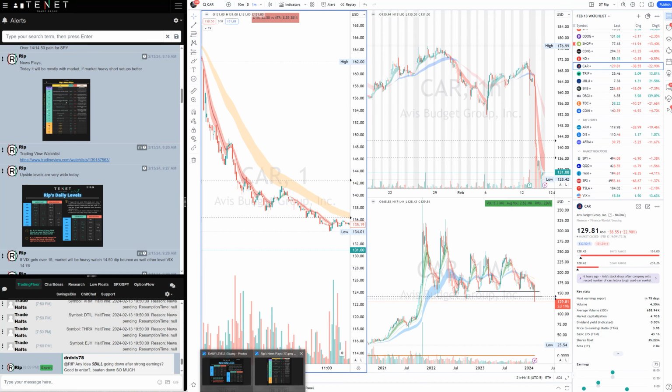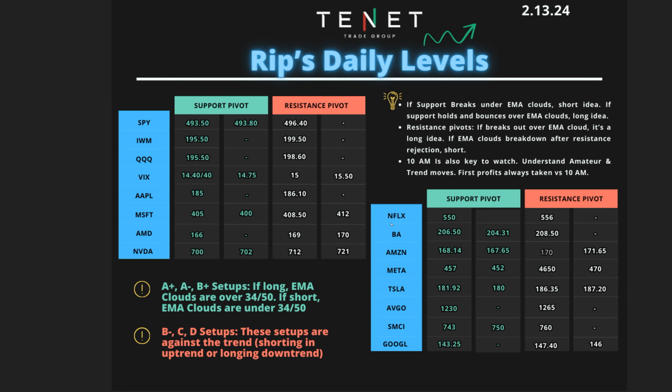Then we also have the levels for the day. We will look at these levels, specifically the levels on SPY, and how they helped us trade those short market moves today. So a lot to discuss, but I'm going to try to speed it up today. It's a little late video, so I'm trying to get it out as soon as possible. And let's start.